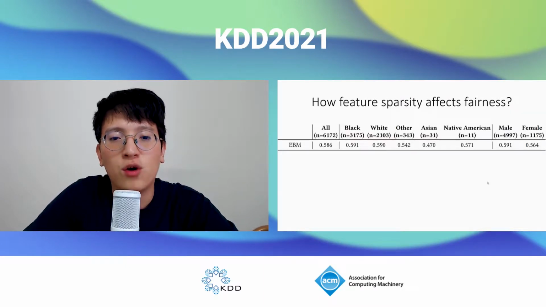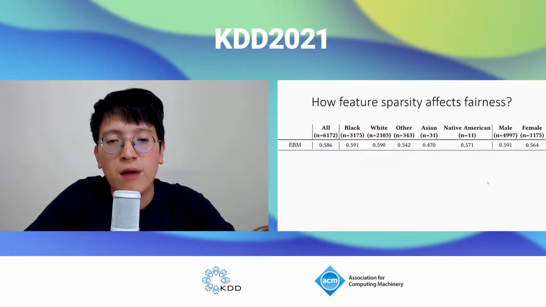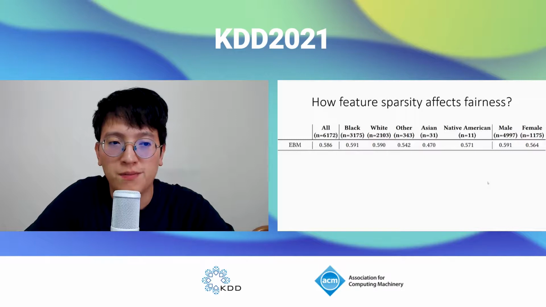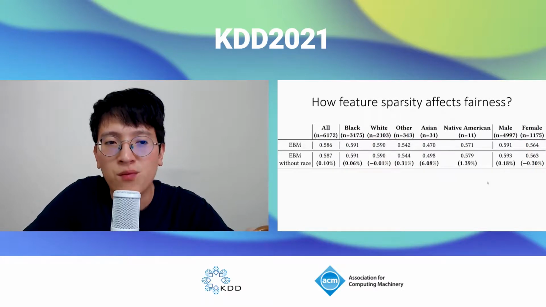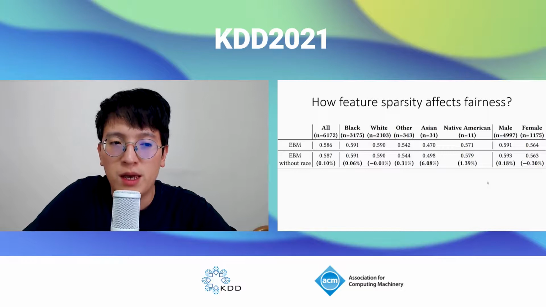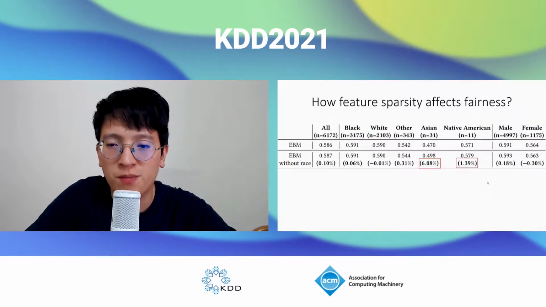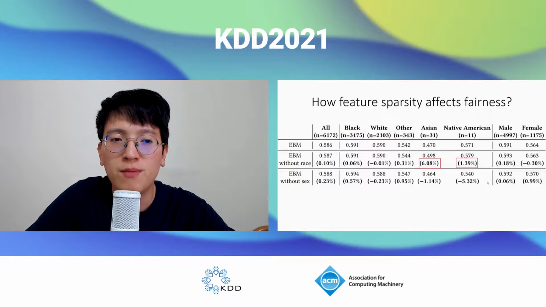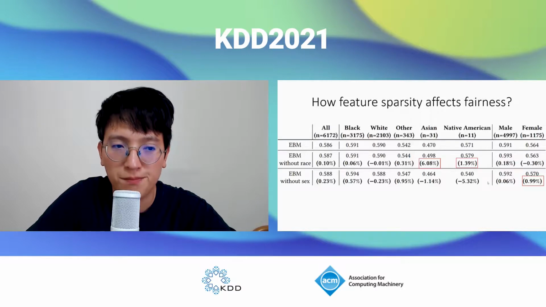So here we show the cross-entropy loss for our EBM model, and we also show the cross-entropy loss for all our ethnicity subgroups and our different genders. Here we experiment that if we remove the race feature from the model, we find that the loss increases much more for the Asian and Native American subpopulations, for 6% and 1.4%, much more than the overall increase of 0.1%. Again, if we remove the feature sex, the female minority group will increase much more than the male group, as shown in the red here.